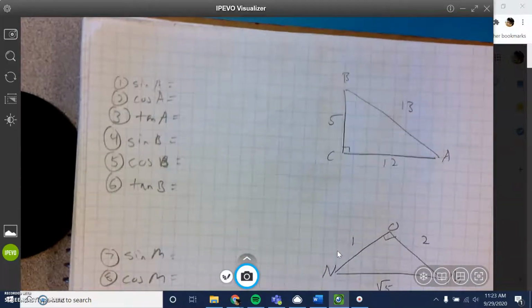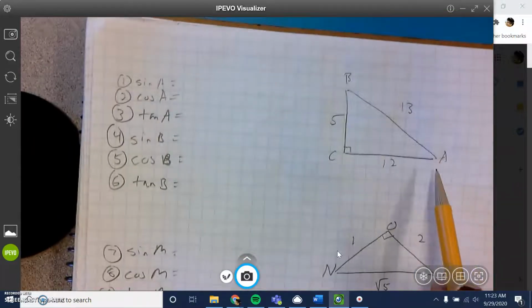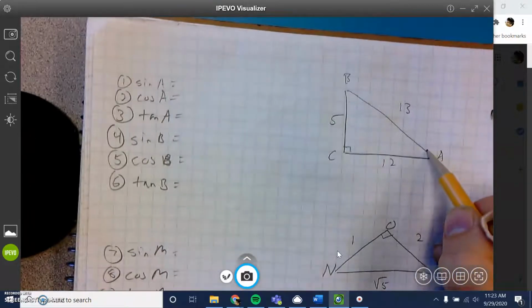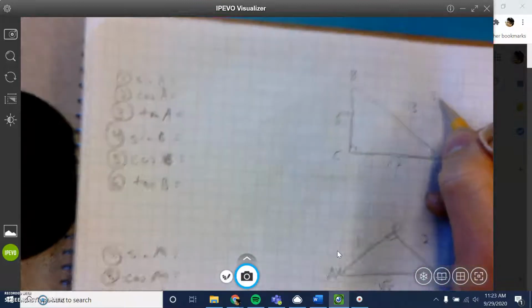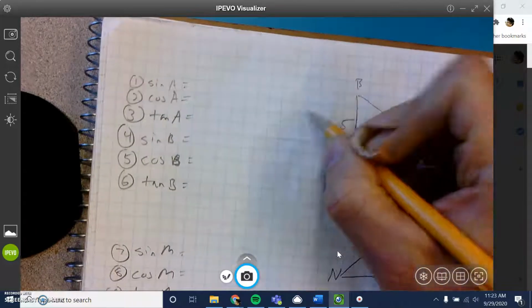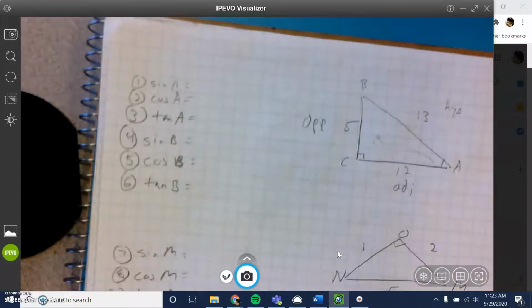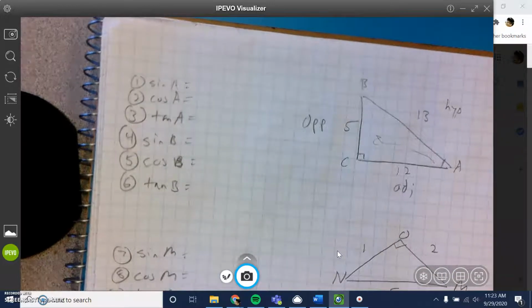So here's 1 to 6 on this picture, and here is 7 through 12 on this picture. All right, so here you go. So sine of A. So A is here. We have hypotenuse, draw a straight line, opposite, and then this one is adjacent. Go ahead and do 1, 2, 3 right now. Go.